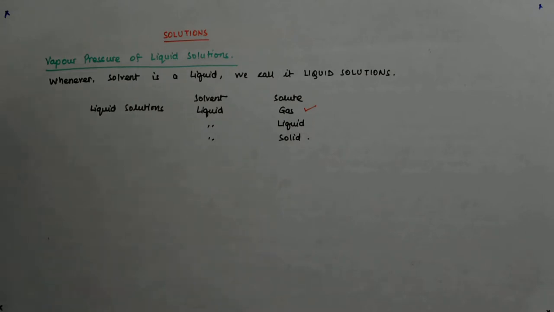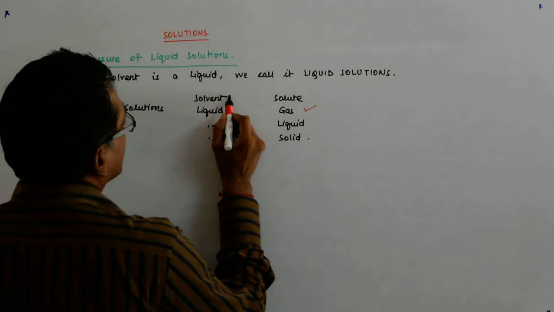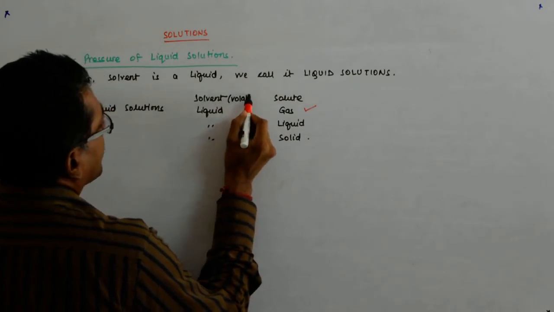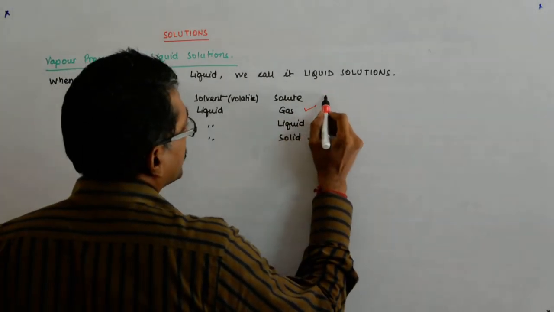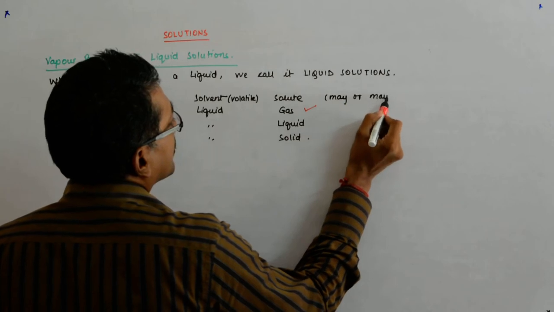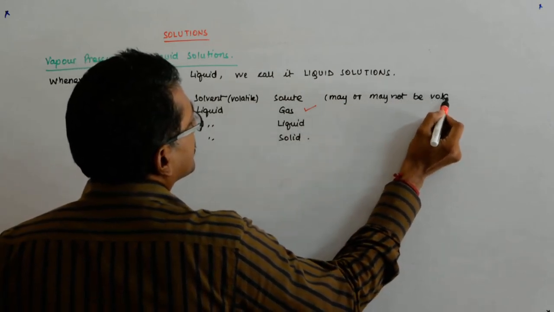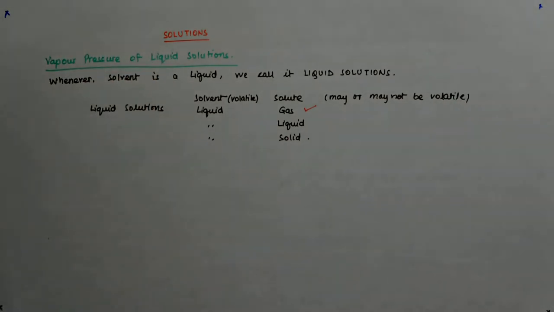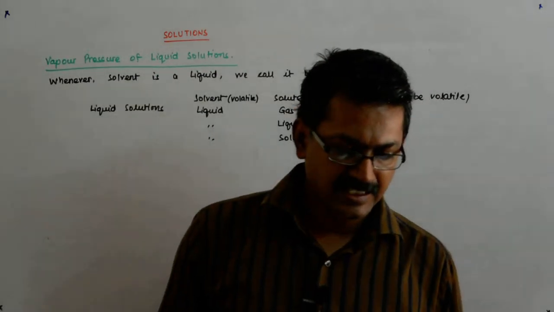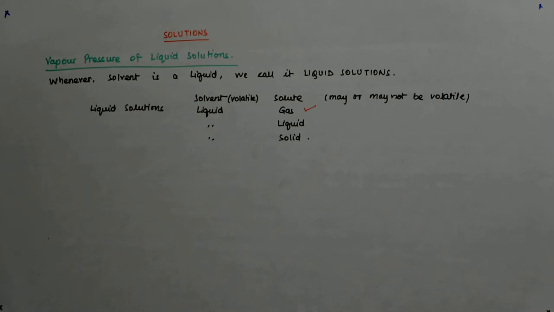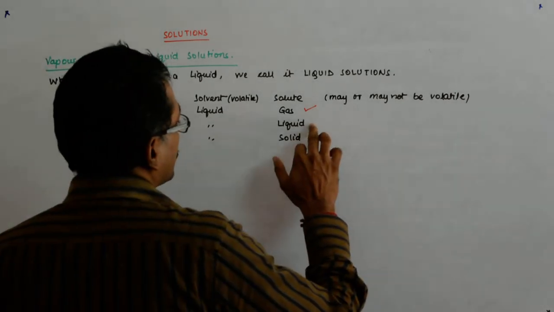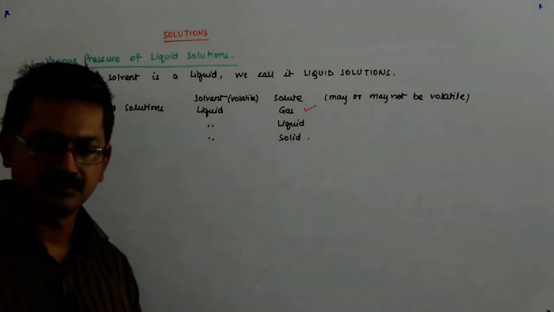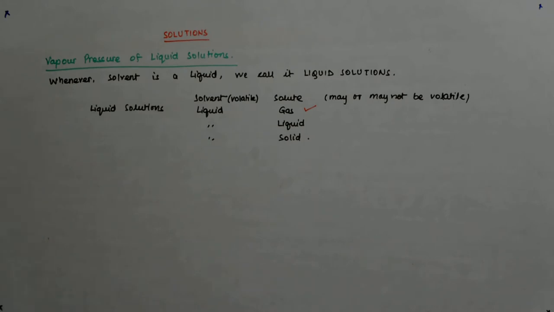Now here the solvent is always volatile. The solvent will be considered volatile, and the solute may or may not be volatile. You understand what a volatile component is? Something that evaporates easily. So we are dealing with binary solutions, as we said at the outset. We'll be doing either liquid in liquid or solid in liquid.